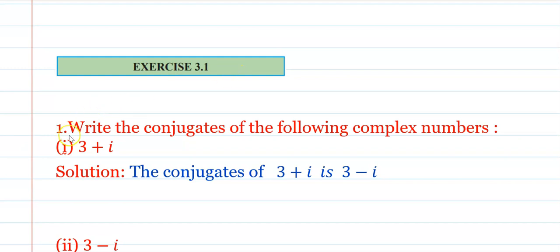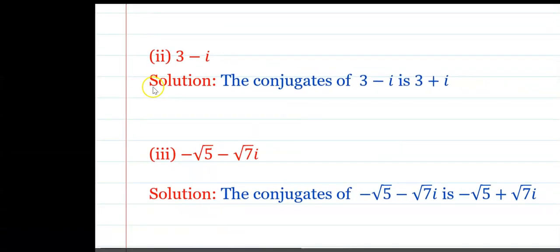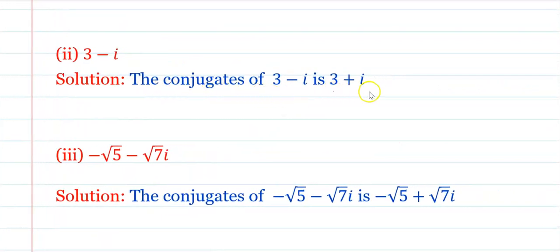Okay, now we'll take the first question. Write the conjugates of the following complex numbers. It's a very easy question. 3 plus i. This is the complex number. 3 is the real part and i is the imaginary part. Then its conjugate is 3 minus i. We will change the sign of the imaginary part, and hence the conjugate of 3 plus i is 3 minus i. Okay, now the next example, 3 minus i, and again its conjugate is 3 plus i.